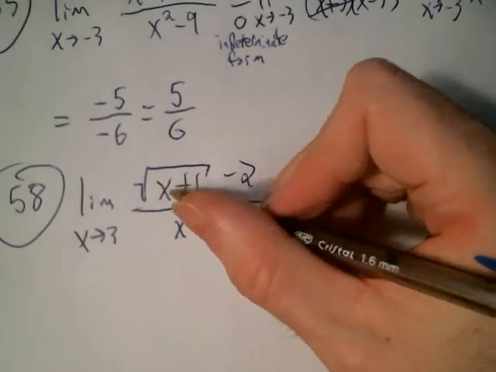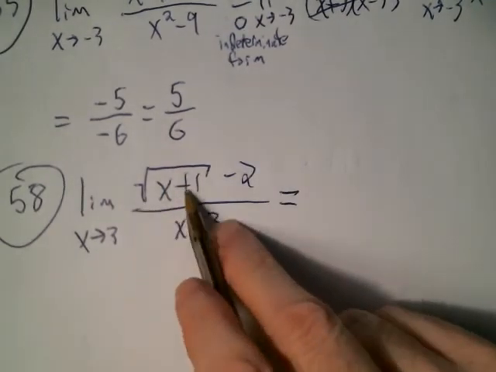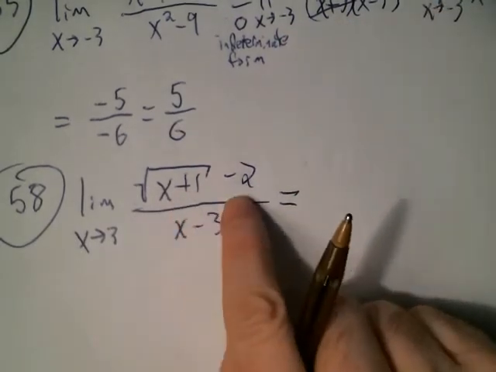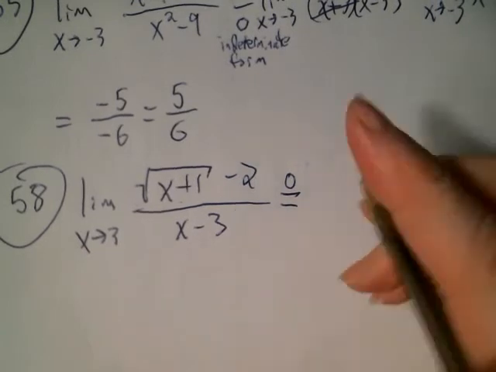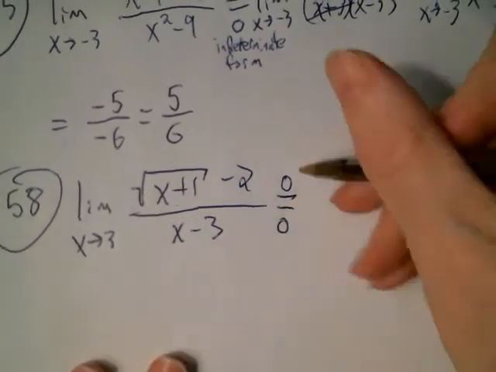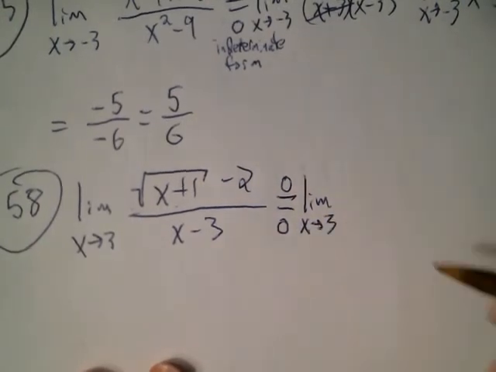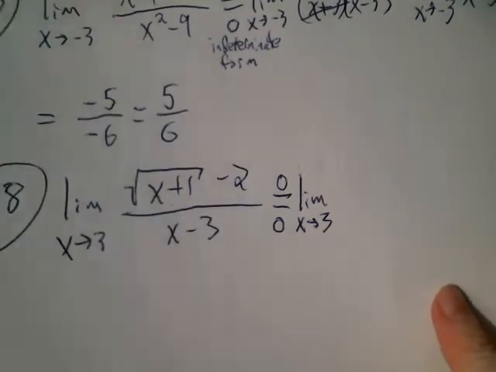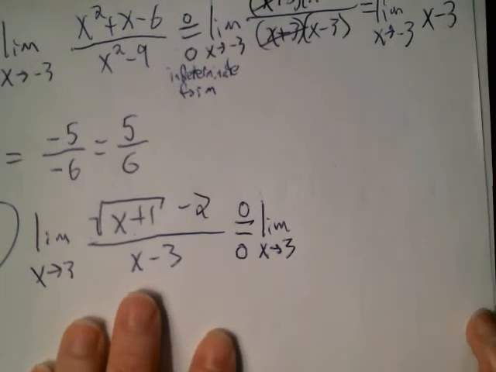So it'll be square root of 3 plus 1. Square root of 3 plus 1 is the same as square root of 4. Square root of 4 is 2. And then 2 minus 2 is 0. Downstairs, 3 minus 3 is 0. Oh, so it's indeterminate again. We got to do something clever, or we have to open the gateway with some sort of algebraic method. We don't really know anything else. So what it will come down to is rationalizing the numerator.